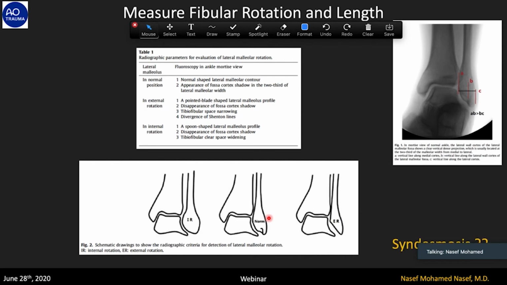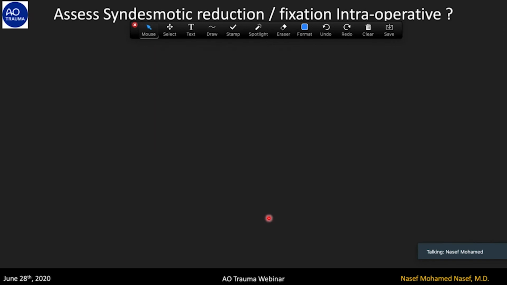And okay, so now we know the fibula rotation and length. What about the syndesmosis? How can I assess the syndesmotic reduction and fixation intraoperatively? This is always a question for us foot and ankle guys. How much is enough? How much should I tighten that screw? How much should I tighten that tightrope? Panel? Dr. Ahmed, Mukhtar, Osama? Is there a way that we know of to know that the syndesmosis is reduced?